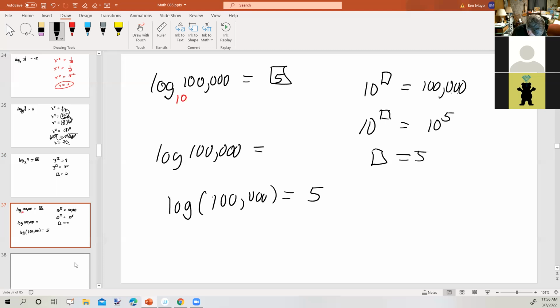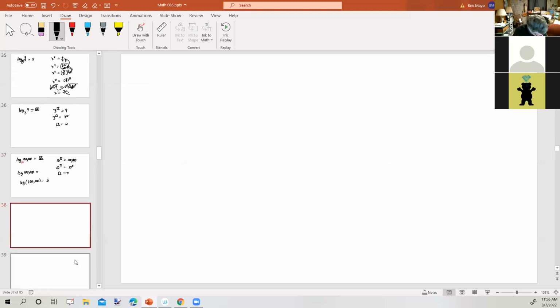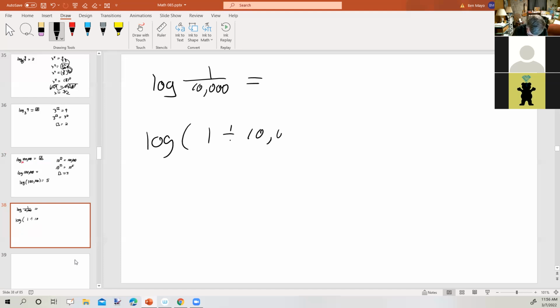Okay, let's do another one. This says log of 1 over 10,000 equals. So log, parentheses, 1 divided by 10,000, close parentheses, and I get -4.